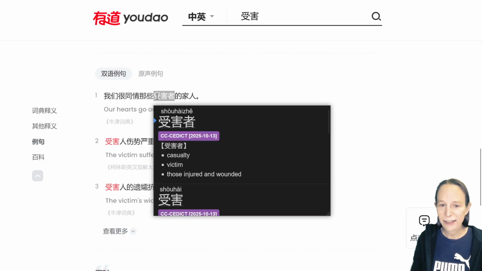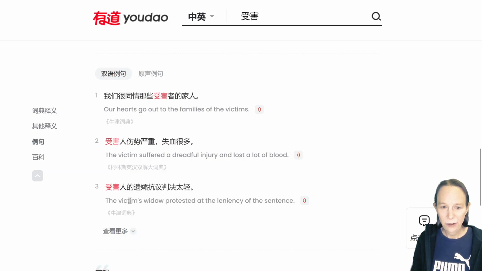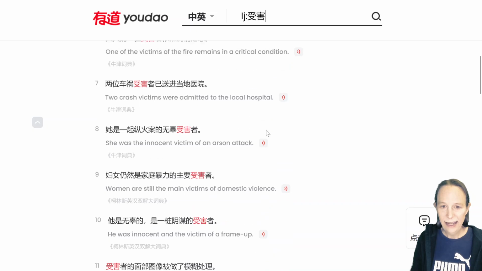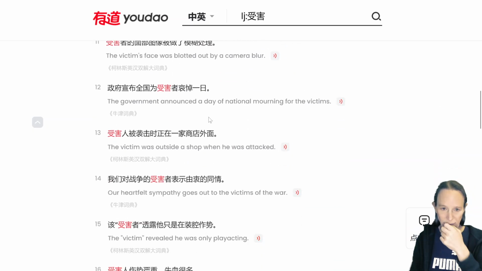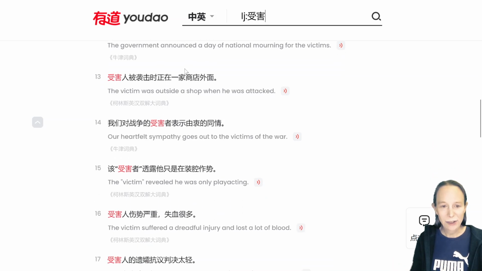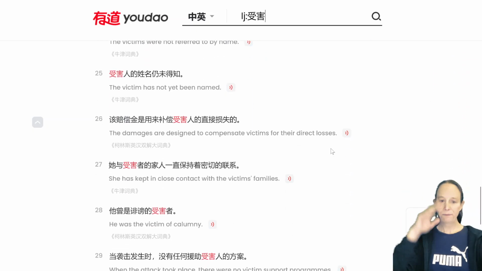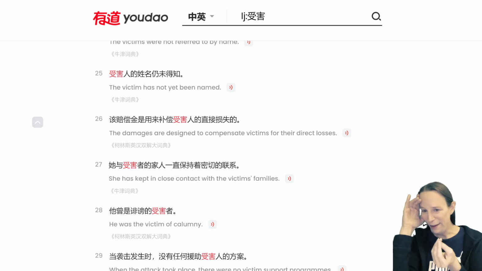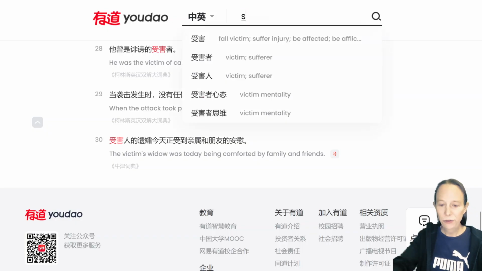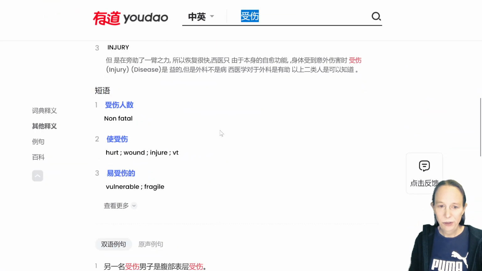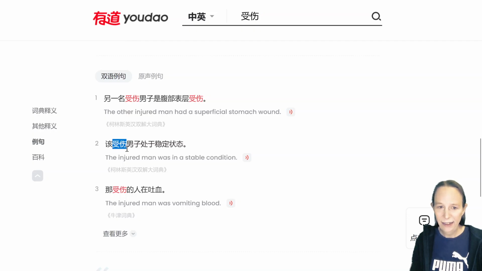受害者, we saw victims. 受害人. That's victims. Wow, 受害人, 受害者 seems to be more common than 受害 itself. But yeah, so 受害 is like harmed. It's very, pardon me, very unspecific, right? Whereas 受伤 is to be wounded, right? So this is physically wounded. You need to go to a hospital or something like that.